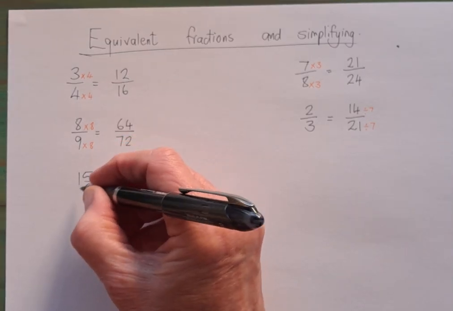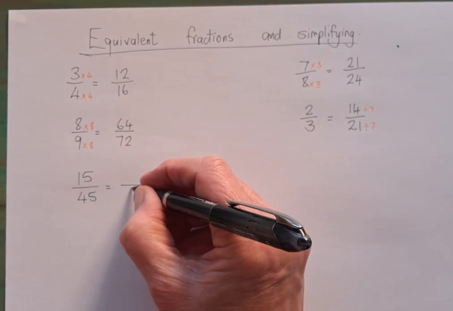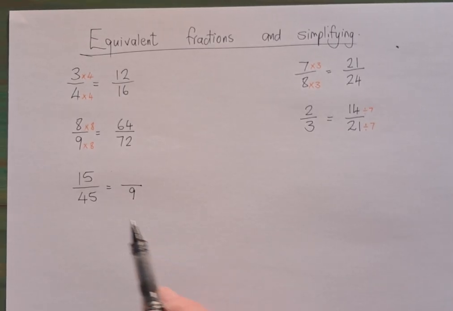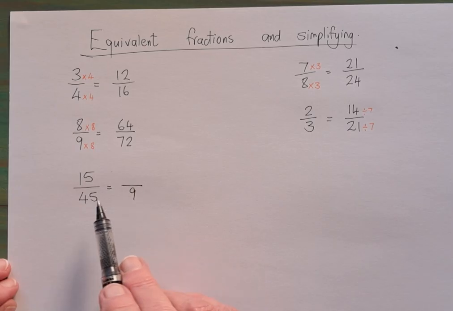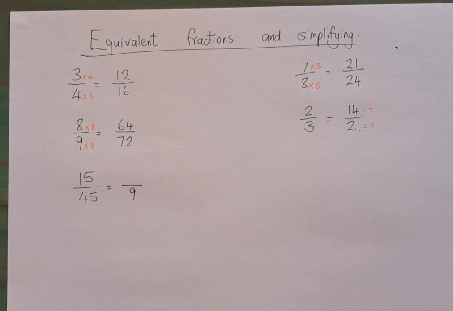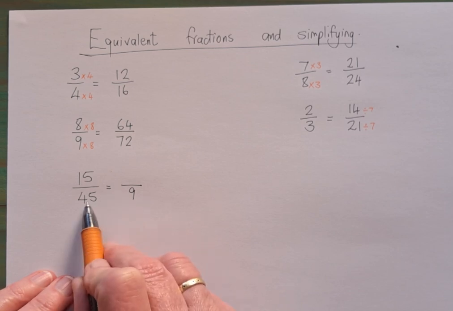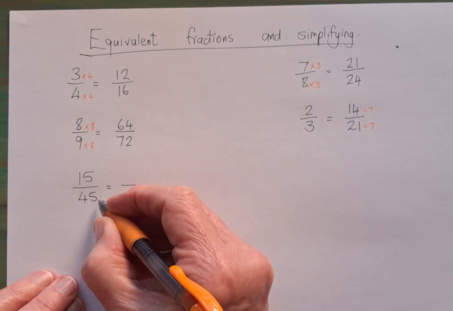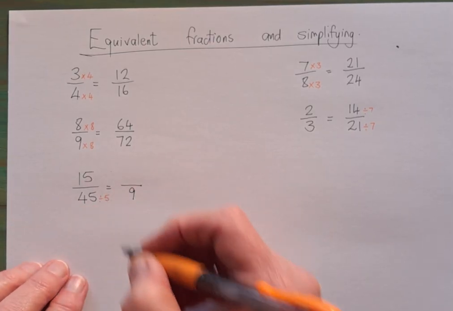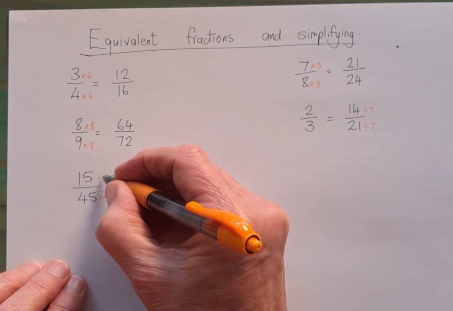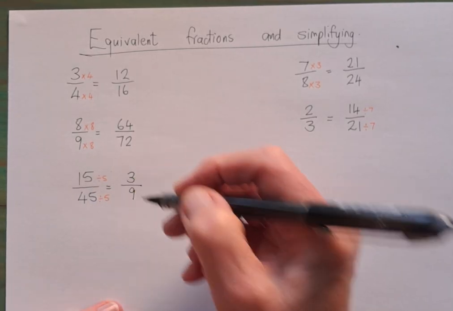Let's look at 15/45 equals something over 9. Right, we're always moving in the direction of the one that's missing. So we're moving in this direction, and all our information is in the denominator. So I've got to say, how did 45 become 9? Well, it became smaller, so I must be dividing it by something. 45 divided by 5 is equal to 9. So I have to do the same to the top. And 15 divided by 5 is 3.